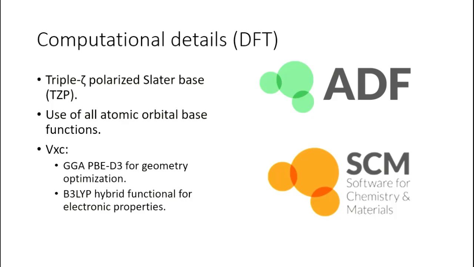All the calculations were performed for each isolated structure using the ADF program developed by Software for Chemistry and Materials. Geometry optimization was carried out with the Perdew-Burke-Ernzerhof generalized gradient approximation as the exchange and correlation potential with Grimme dispersion, while electronic properties were calculated with the Becke three-parameter Lee-Yang-Parr hybrid functional. In both cases, a triple zeta polarized Slater basis was used, considering all the atomic orbital functions.